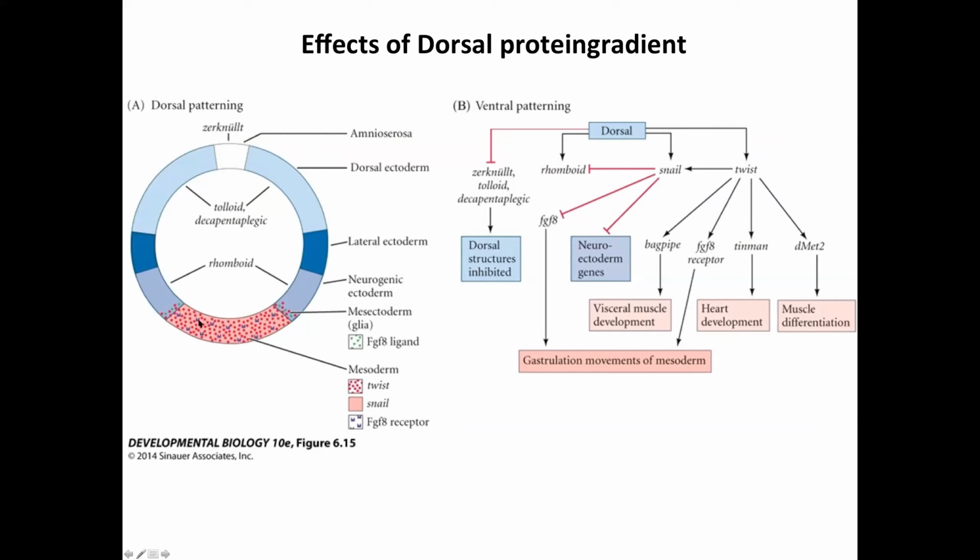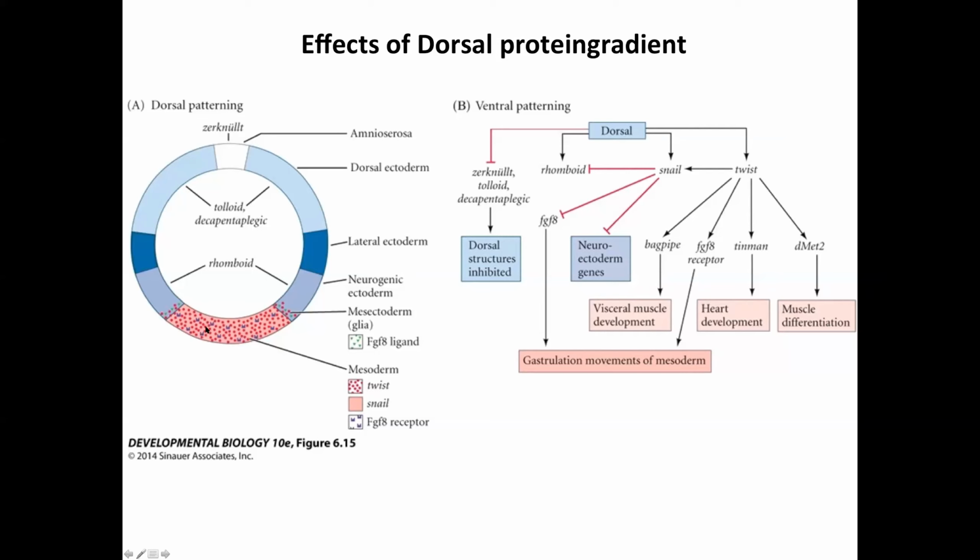The other thing here that I want to mention is that twist and snail are very commonly studied for EMT, epithelial to mesenchymal transition. This is essentially what is happening here as well. So the same transcription factors that are very important for EMT and make cells more migratory are the same module that is seen here, and is under the influence of the toll signaling.